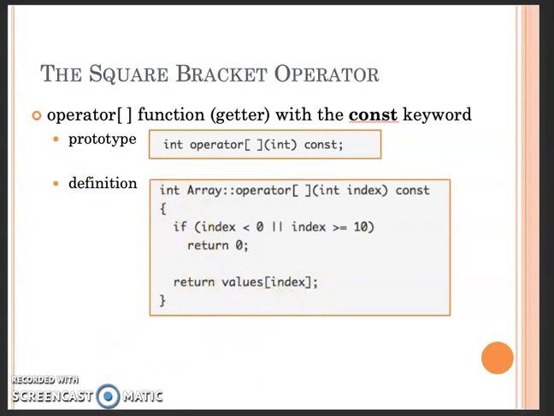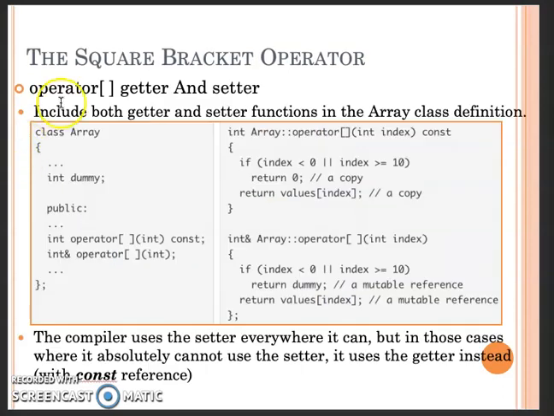So after you understand the square bracket getter and setter function, here is a complete program only for these two functions. You see now your class array, you have your array value int size 10, then you have dummy. Then we have the constructor function, the capacity getter function, the square bracket getter function, and the square bracket setter function. Then how to implement will be like this. The difference is the getter function will return a copy value. The setter function will return a mutable reference.